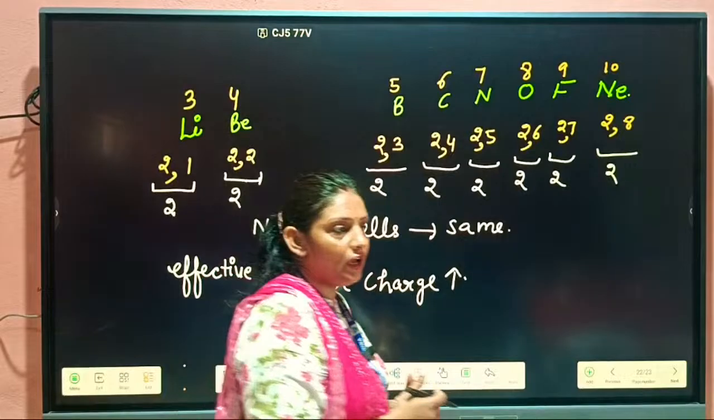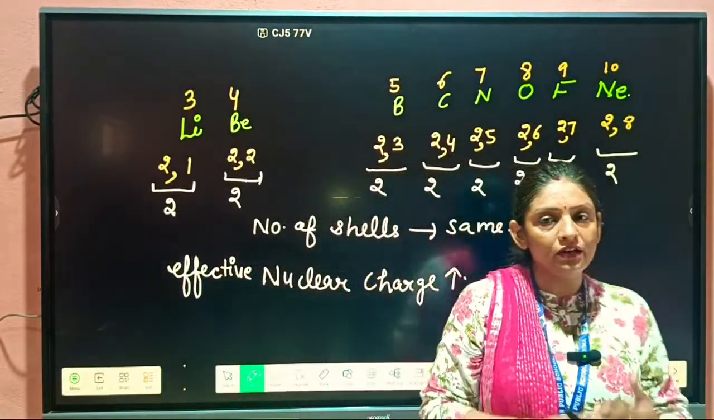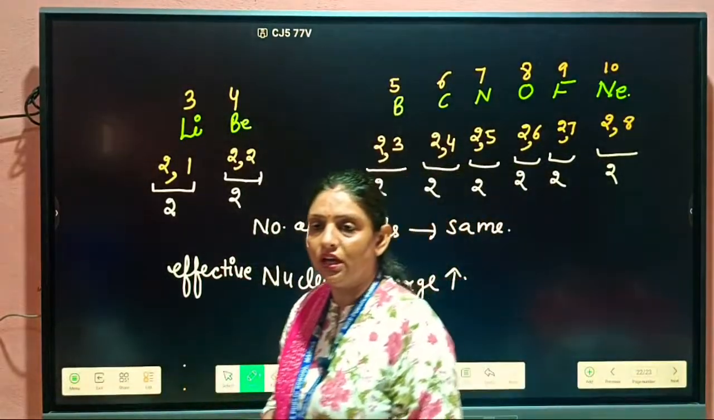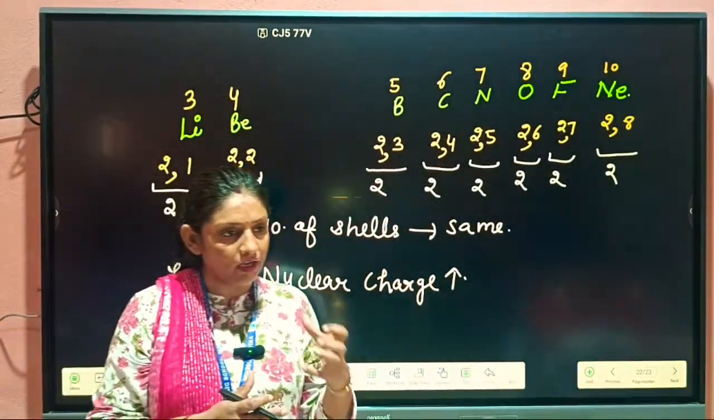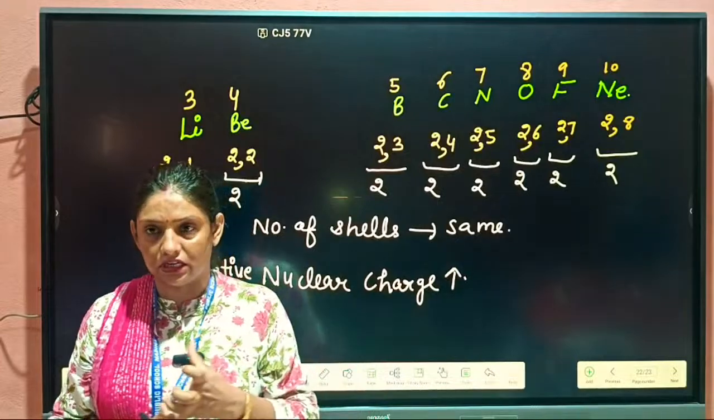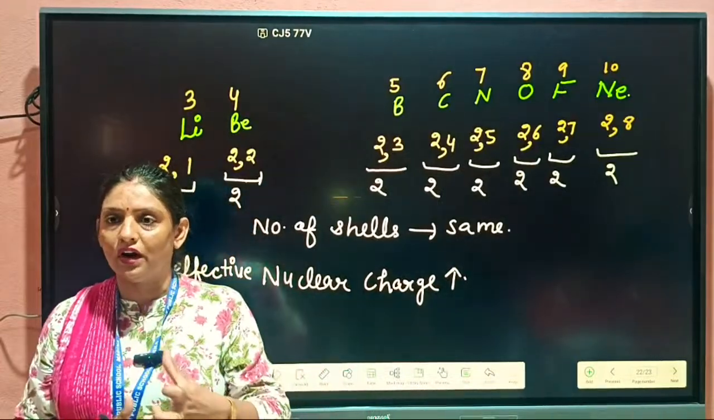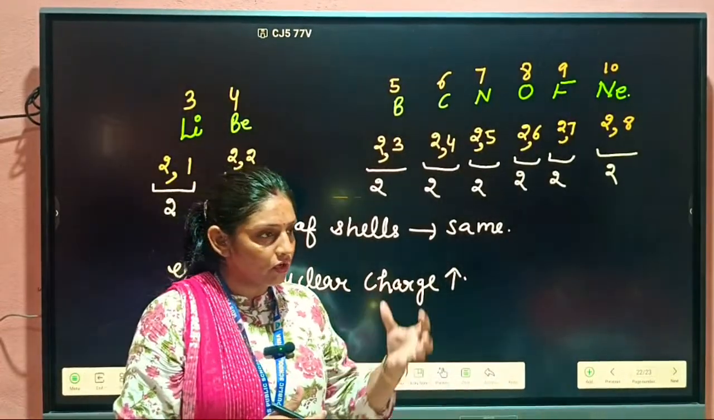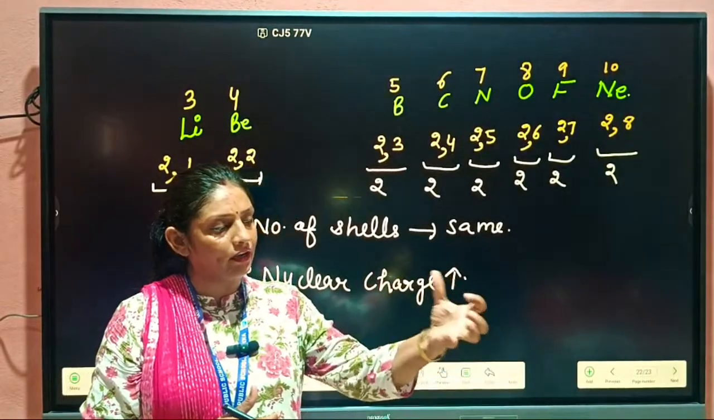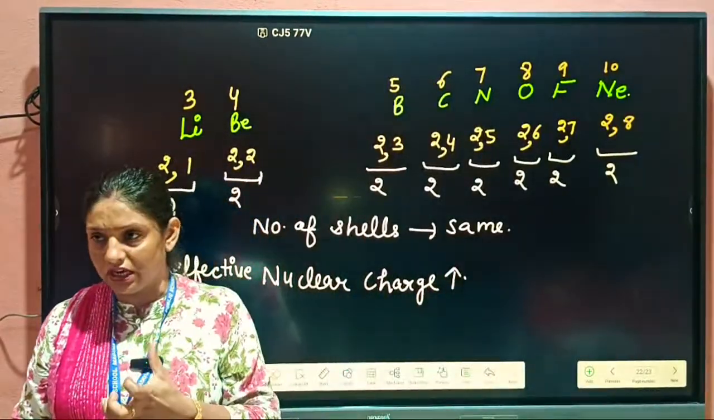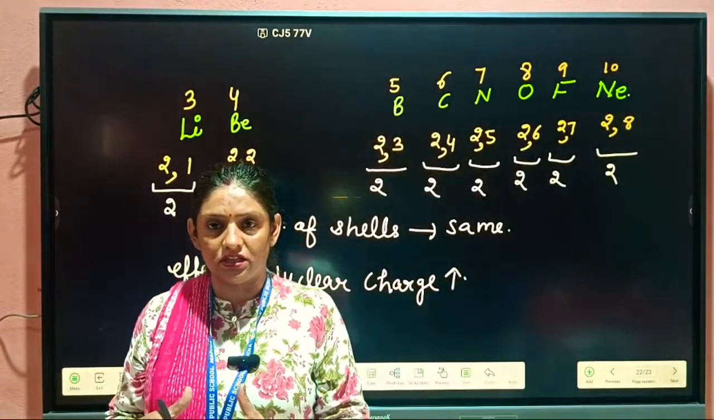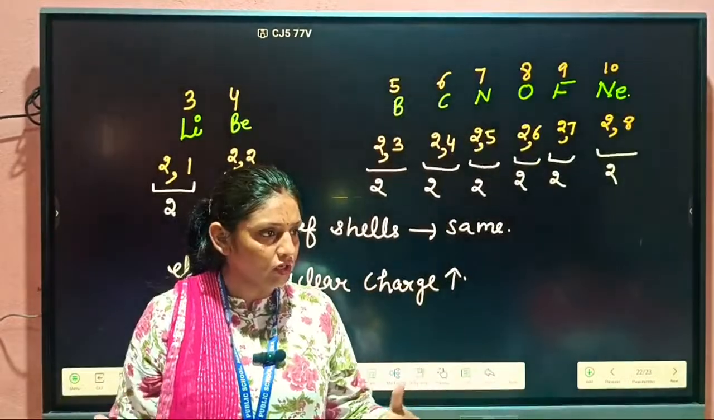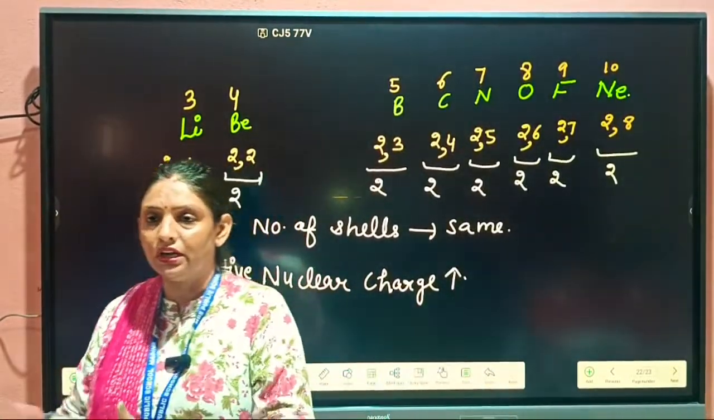So what will happen? There is more positive charge on the nucleus, so the nucleus has more tendency to attract the electrons towards itself. Because it attracts the electrons more strongly, what will be the effect on the atomic size? Because the attraction is more, the size will decrease.